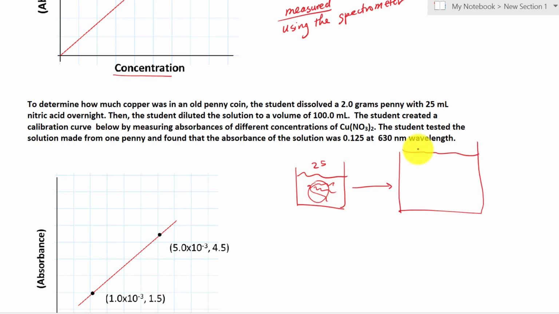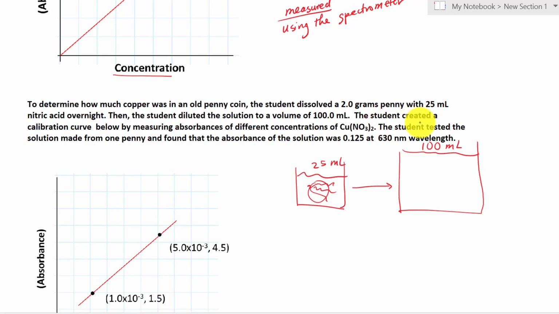Now what we're going to do next is take that 25 milliliters and dilute it into 100 milliliters. So now we have the solution where the copper is dissolved in nitric acid. This 100 milliliter solution, which includes the penny that's been dissolved, is the solution that we are going to work with now, okay?